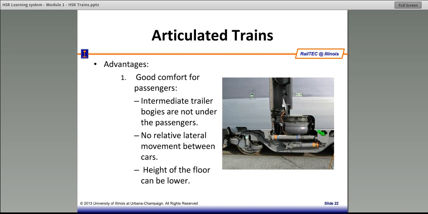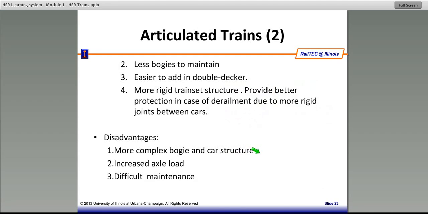Also, because the bogie is in between two cars, the floor of the car can be lower. The floor of the car can be lower, and that provides more room inside the car. And also because of this, you can use it for double deckers. And of course, the number of bogies is almost half of the other non-articulated train. Okay, so there will be fewer bogies to maintain.